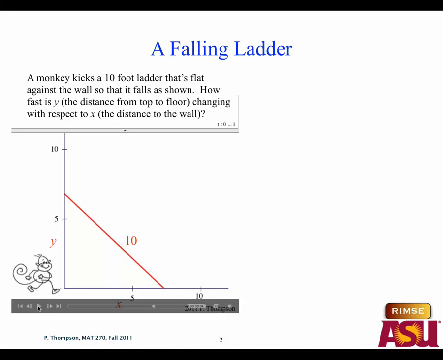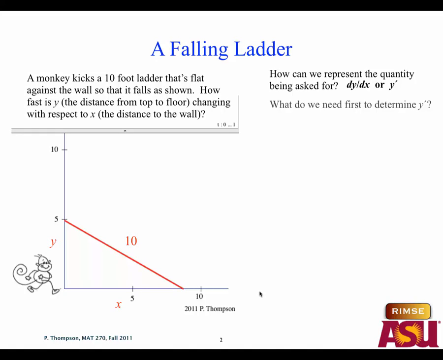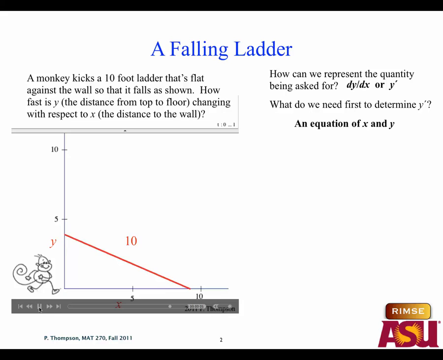So let's look at the picture again. We need an equation of x and y in order to get y prime or dy dx. And so here's our relationship. X is this horizontal distance, y vertical distance, and the ladder is 10. So what could we use to get a relationship of x and y that stays the same as this ladder falls? Y squared plus x squared is equal to 10 squared. And how do you know that? A squared plus b squared equals c squared. Right, and so is that true no matter where the ladder is? Yes.